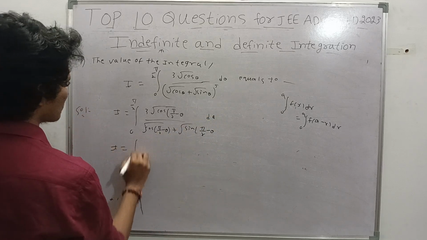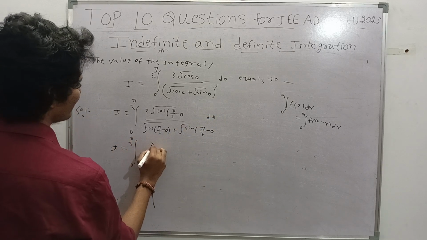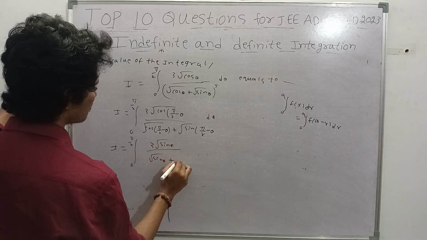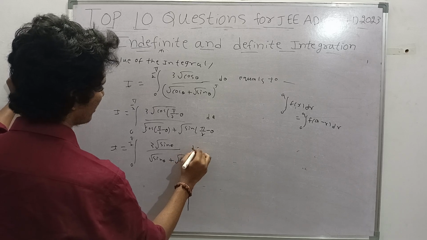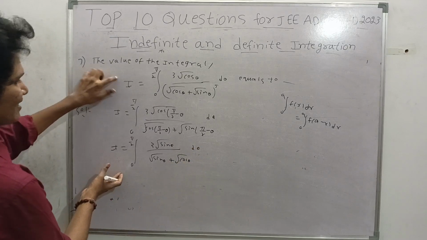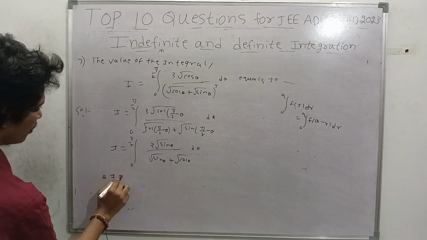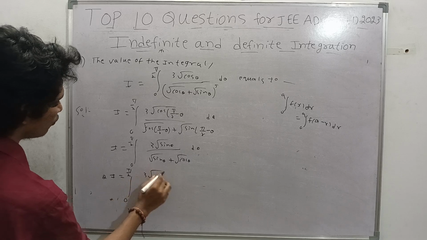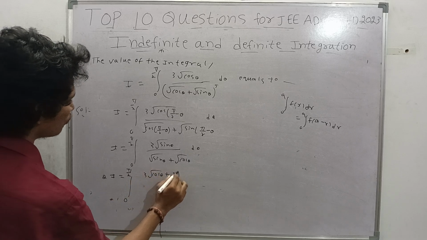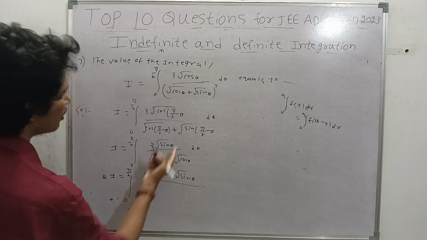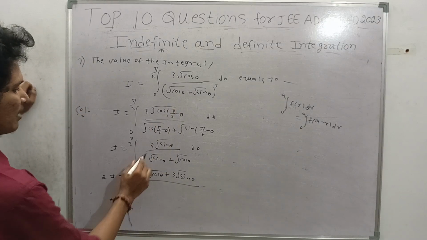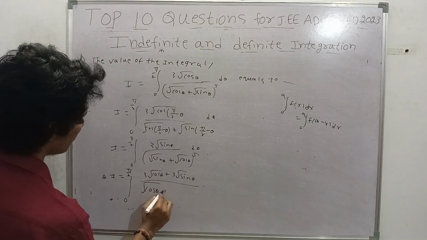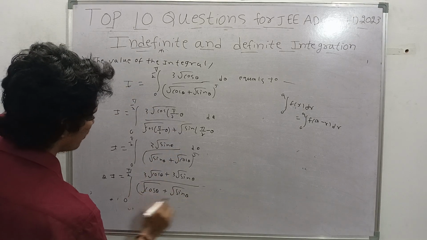So now what is it transformed to? 0 to pi by 2, it is cube root of sine theta divided by (root sine theta plus root cos theta) d theta. Now when this is I, I can add these two things: 2I equals integration 0 to pi by 2 of cube root cos theta plus cube root sine theta divided by the denominator, which is the same here, power 5. These two are the same: root of cos theta plus root of sine theta whole power 5.